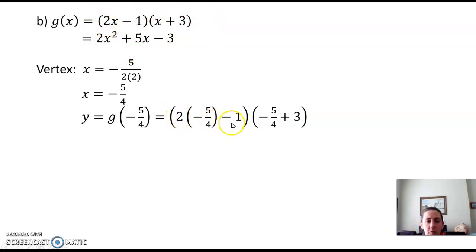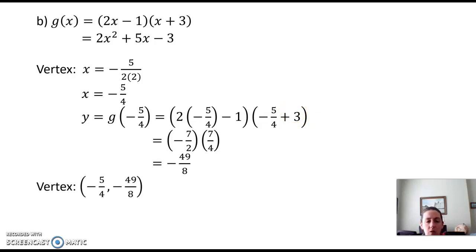2 times negative 5/4 minus 1 times negative 5/4 plus 3. And when I do that, that ends up giving me negative 49 over 8. So the vertex is the ordered pair negative 5/4, comma negative 49/8. And the axis of symmetry is the vertical line x equals negative 5/4.